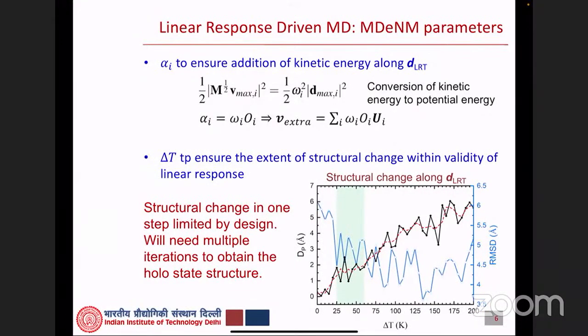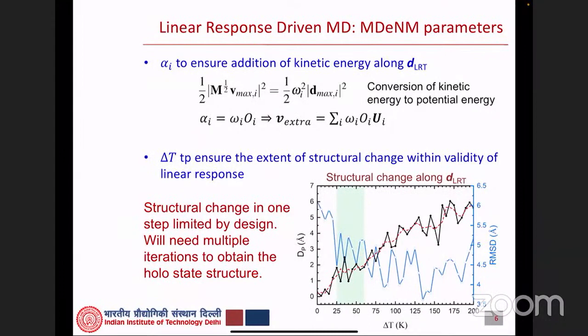The larger the value of delta t, the larger the kinetic energy I'm adding along my response direction, and the larger the structural change will be. However, it might or might not lead me to the correct end state. The black plot here shows that as you increase delta t, dp in general will increase. I am also showing in blue the RMSD of any particular structure with respect to the end structure. In this case, I'm interested in finding the holo state structure, so the blue line shows the RMSD with respect to the holo state structure.